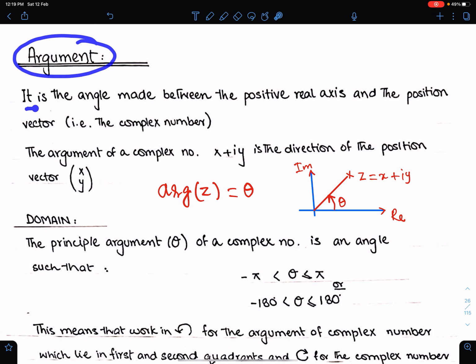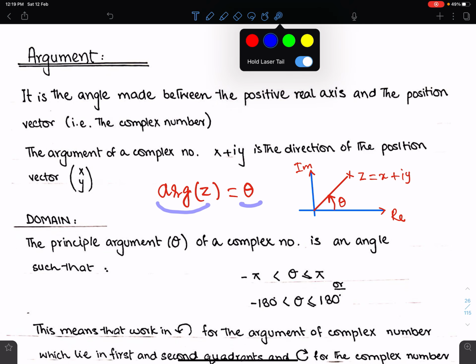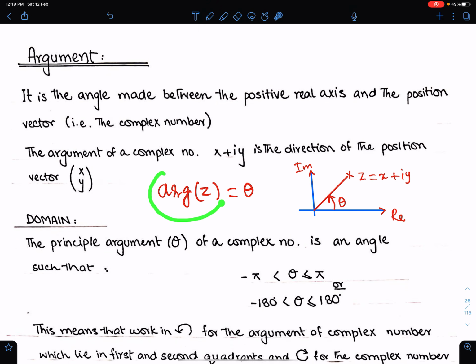Argument. It is the angle made between the positive real axis and the position vector. The argument of a complex number x plus iy is the direction of the position vector from positive real axis. If this is z, x plus iy, then this angle is the argument of this complex number, and it is written as argument z, theta. This is the standard way of writing argument.